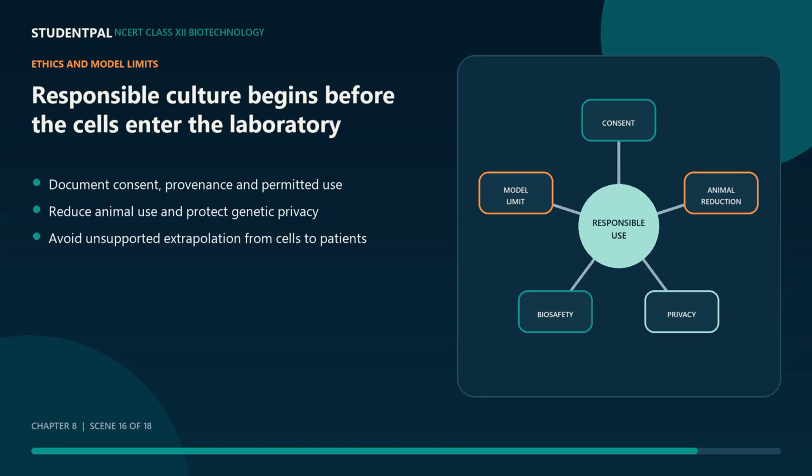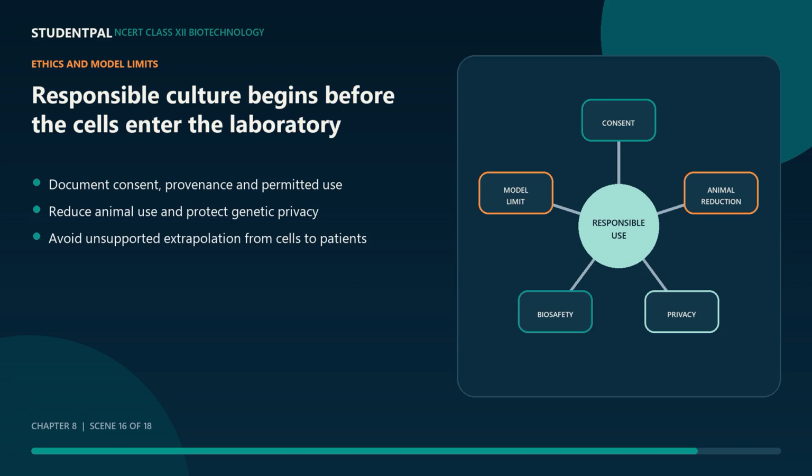Human-derived cells require informed consent or another lawful ethical basis, clear provenance and respect for permitted use. Genomic data derived from cells can carry privacy implications. Animal-derived cultures should support replacement, reduction, and refinement by using alternatives where possible, minimizing animal numbers, and improving procedures. Biosafety assessment considers the cell source, introduced genes, infectious agents, toxins, aerosols, and disposal.